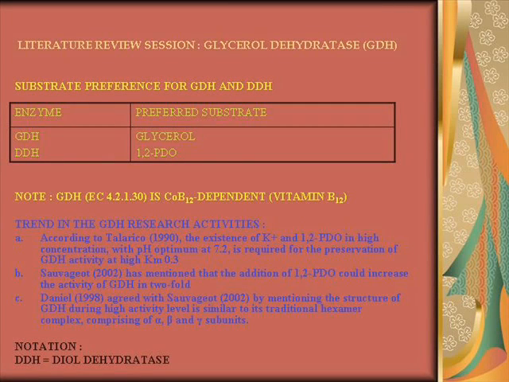Glycerol dehydrogenase, or GDH, is the enzyme for the substrate glycerol, whereas diol dehydrogenase is the enzyme for 1,2-PDO. GDH is a CoB12-dependent, or vitamin B12-dependent, enzyme. For the GDH research activities, statements A through C have been outlined.